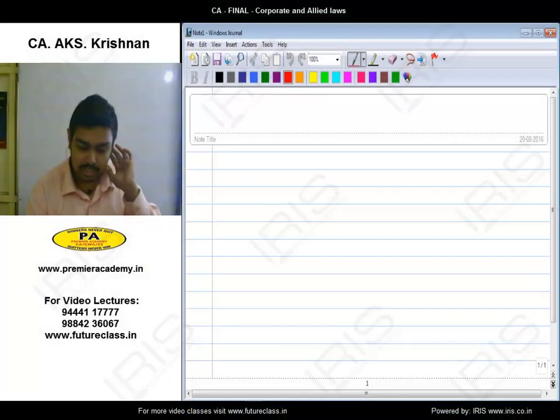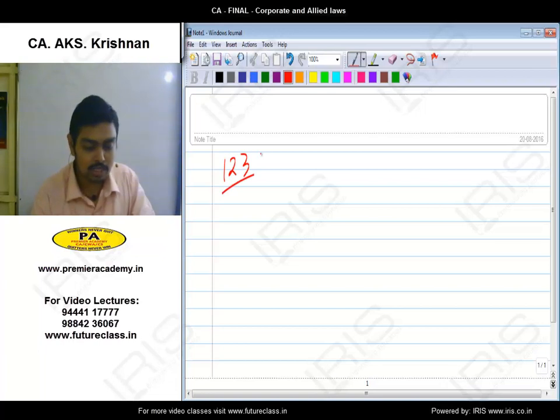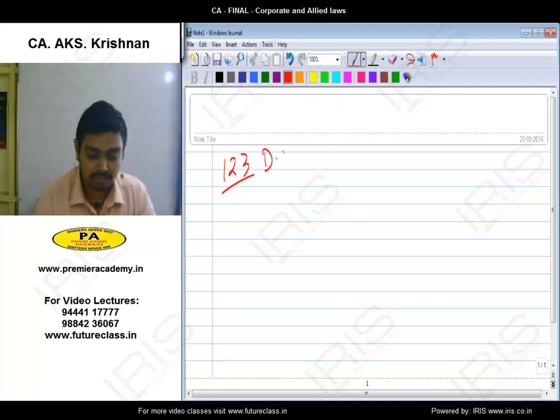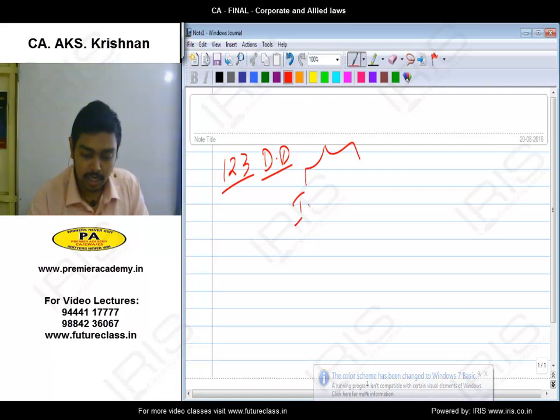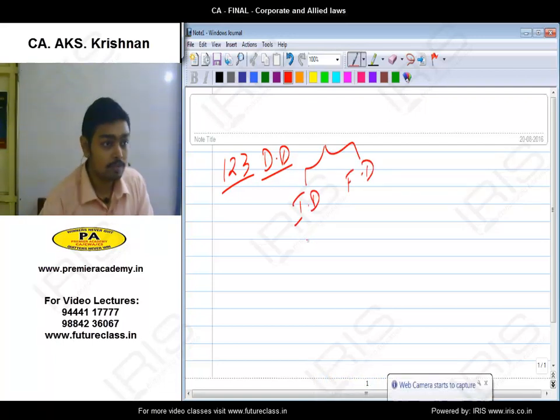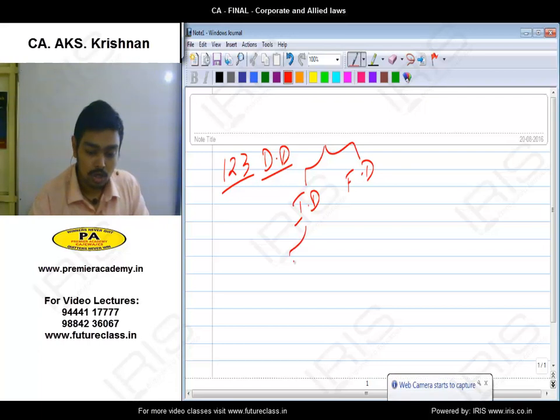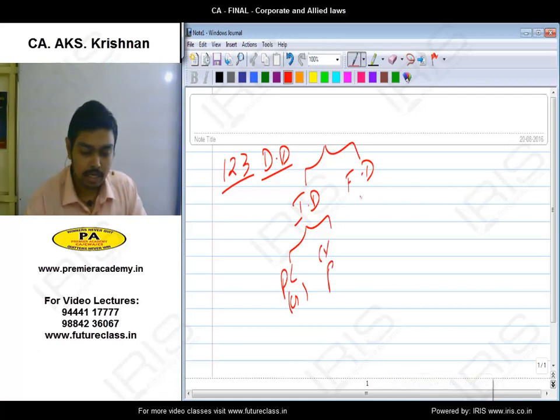Now we are starting with section 123, correct? So 123, what is that? Declaration of dividend. So what happened in declaration of dividend? Okay, there are two types of dividend: interim dividend and final dividend. So interim dividend you have to see P&L surplus and current year's profit, and in final dividend you have four sources.